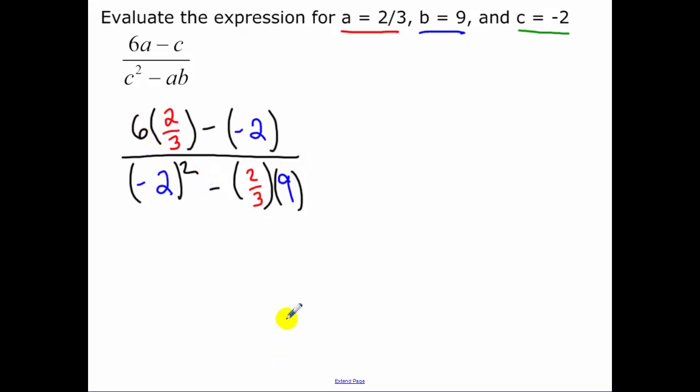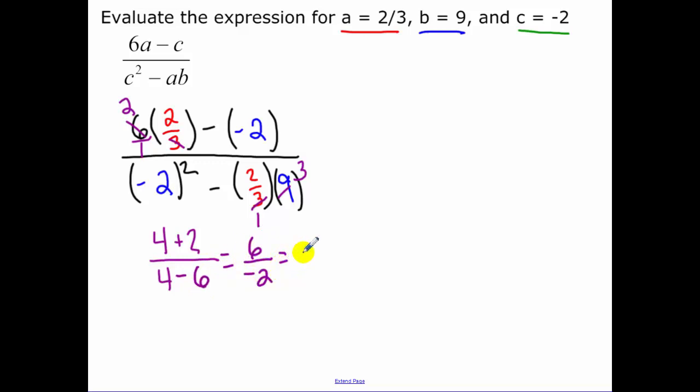So we go through and we simplify. 6 times 2/3. Remember, that's like saying 6 over 1. The 6 and the 3 can cancel to become a 2, so I have a 4 minus a negative 2 on top, which is plus 2. -2 squared is 4. The 3 and the 9 cancel to be 3. So I have 4 minus 6. So I have 6 over a -2, which is going to simplify to be -3.